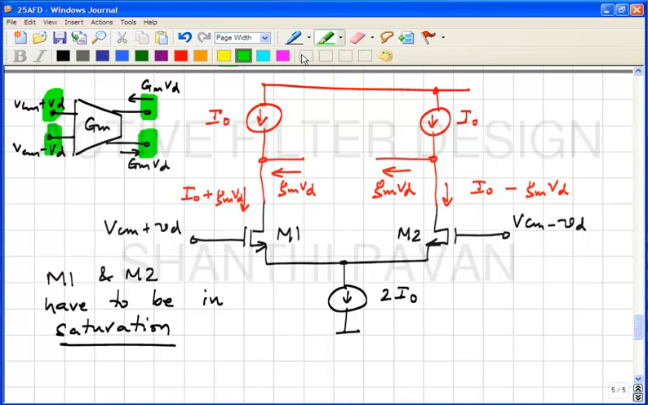Now to figure out whether they are in saturation or not, what we could do, I suppose, if you are given this box with two terminals at the input and two at the output, what I would do to figure out if the transistors were in saturation or not would be to apply some differential voltage VD, and measure the quiescent value at the output terminals. In this case, the drains of M1 and M2.